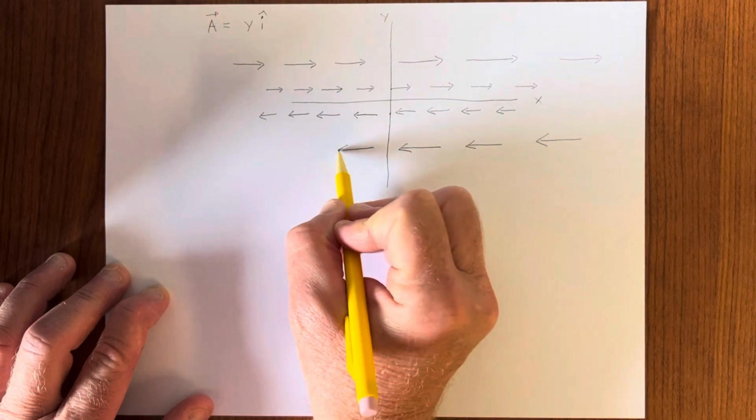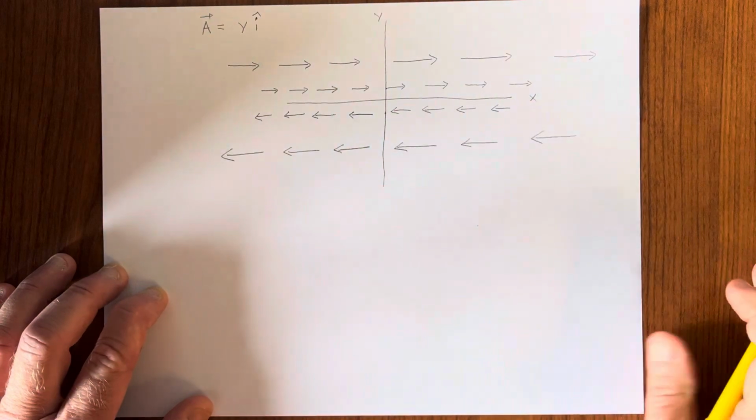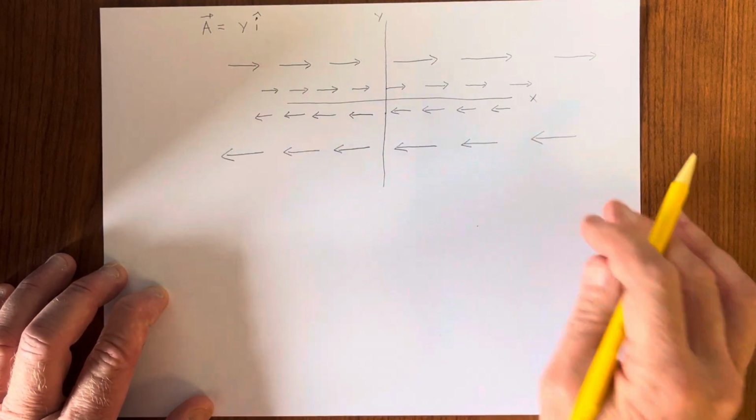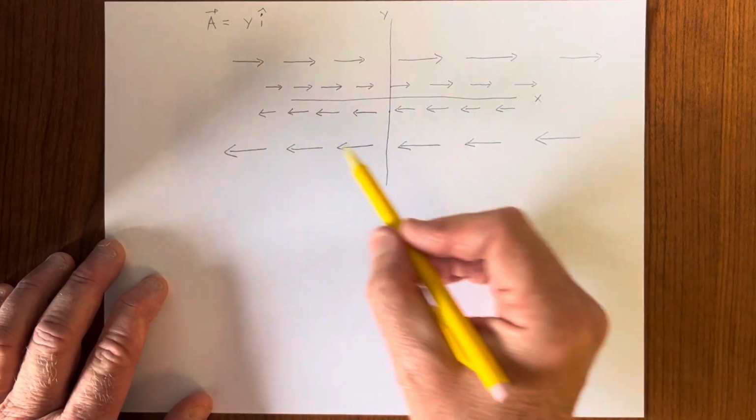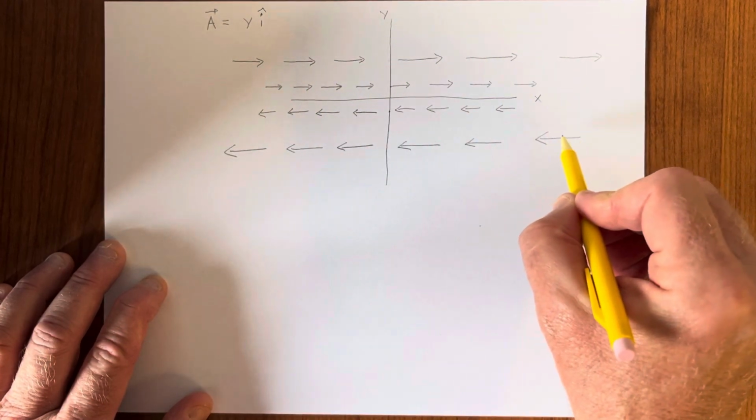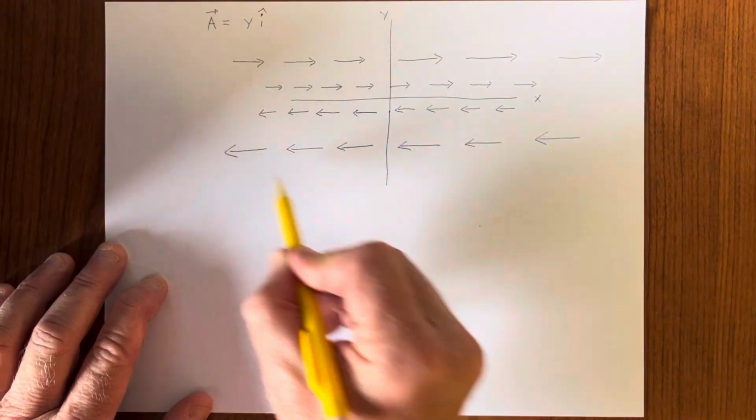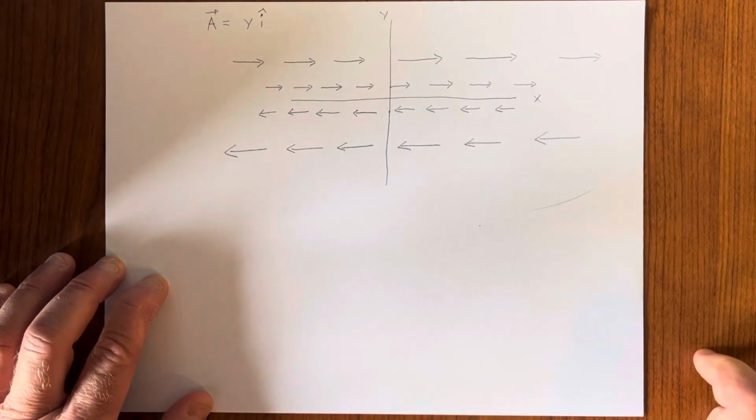Same is true on this side, and so on. We can sort of see that this vector field has arrows above pointing to the right and arrows below pointing to the left. And so it kind of circles around this way, clockwise.